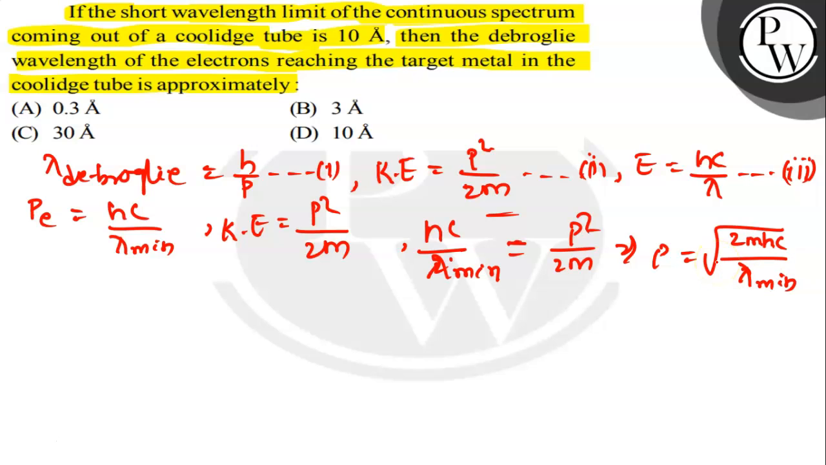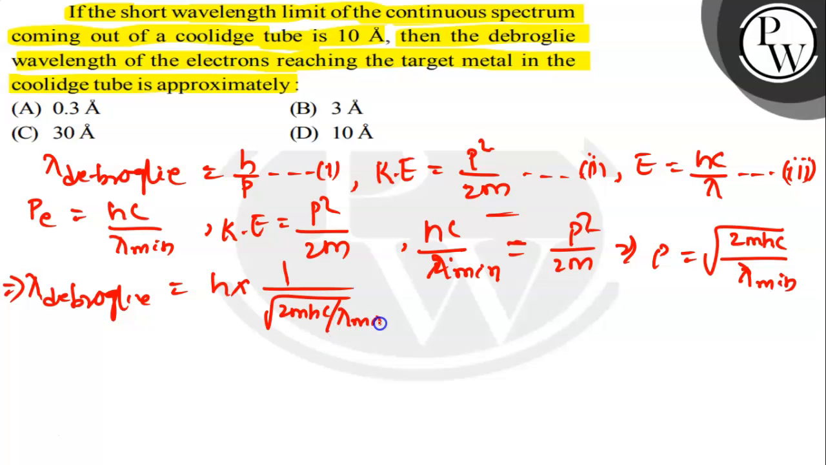So the momentum of the electron is p is equal to root over 2m hc divided by lambda minimum. Now we can find the de Broglie wavelength using equation 1. Lambda de Broglie is equal to h into 1 by root over 2m hc divided by lambda minimum. So it will be root over h into lambda minimum divided by 2mc.